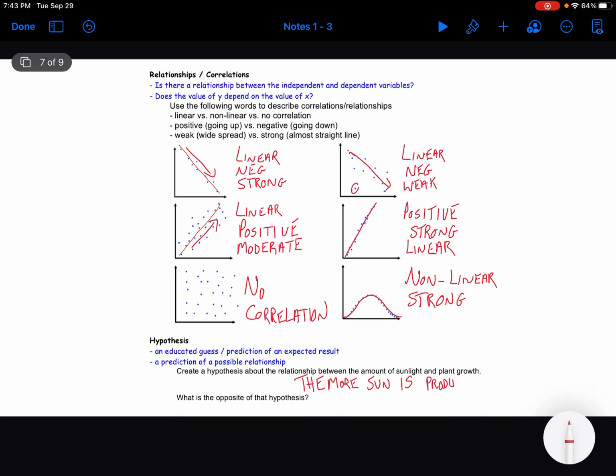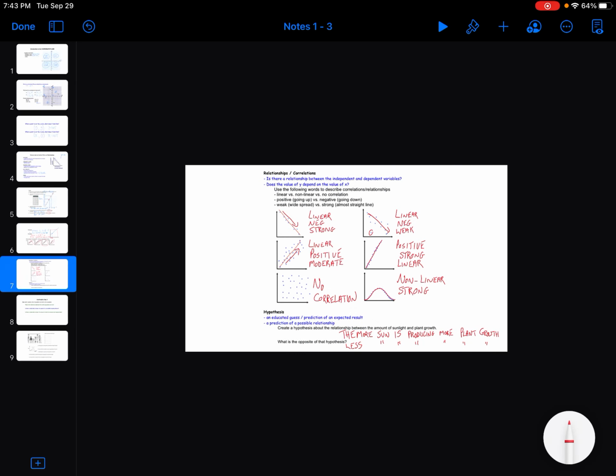So it is producing more plant growth. And that's not a great sentence, but you get the idea. The opposite of that would be less sun. Okay, so less sun is producing more plant growth. Okay, it's the opposite thing. Or you could say the more sun, the less plant growth. Okay, both the same thing.